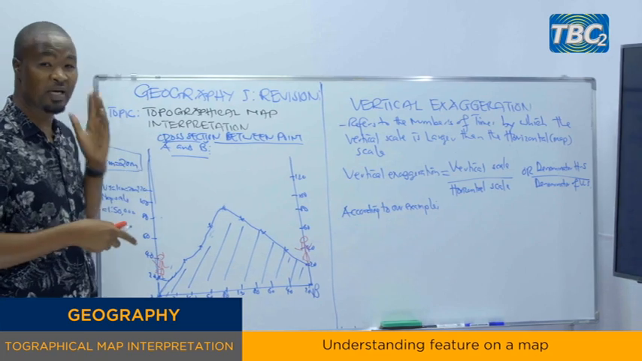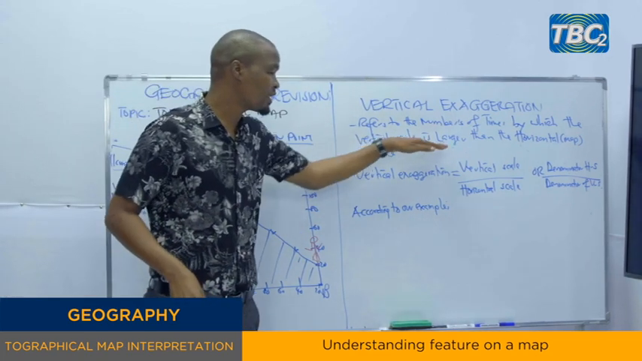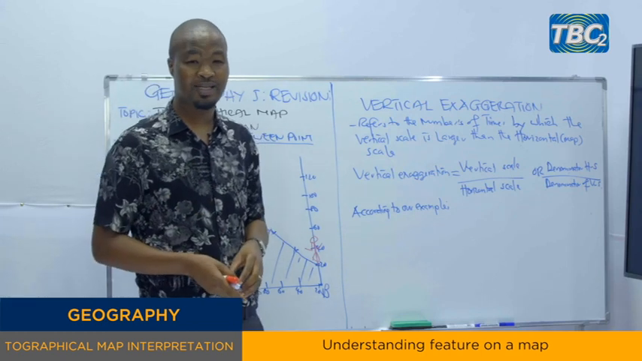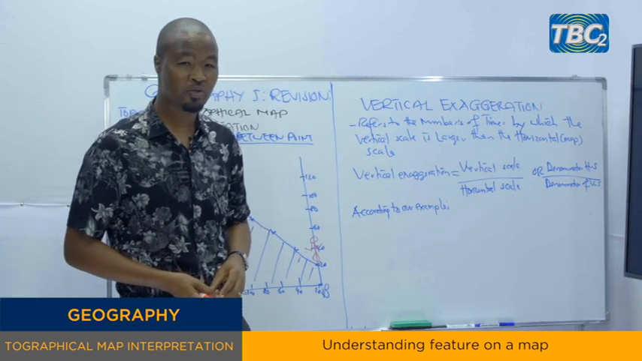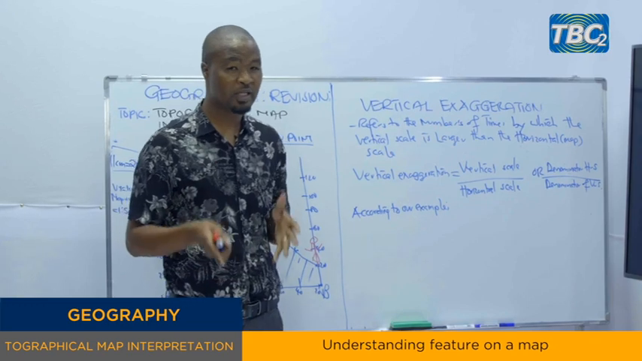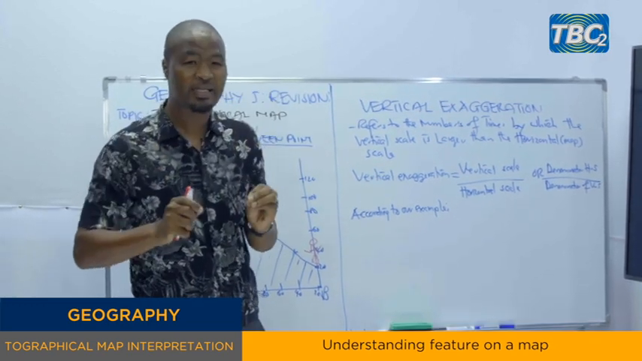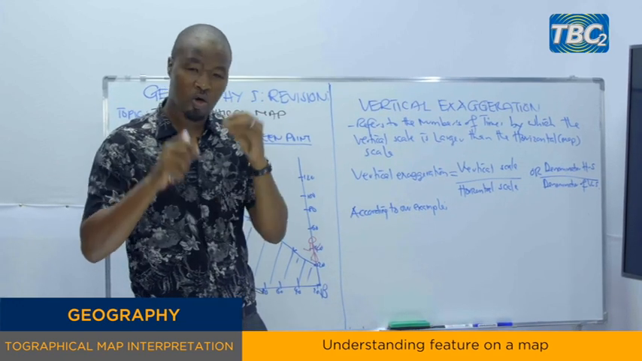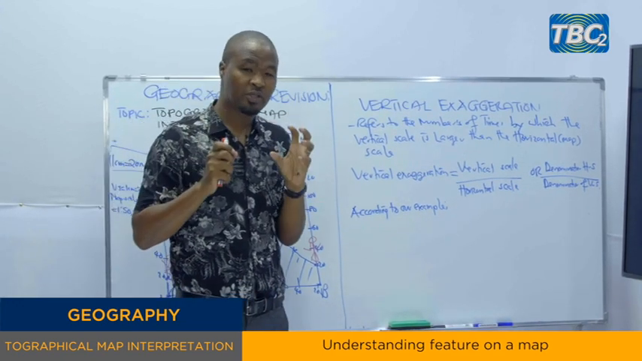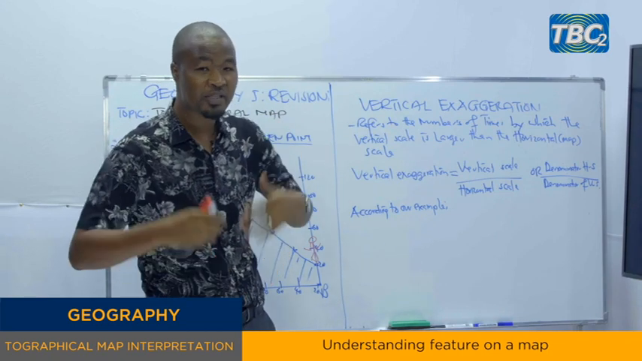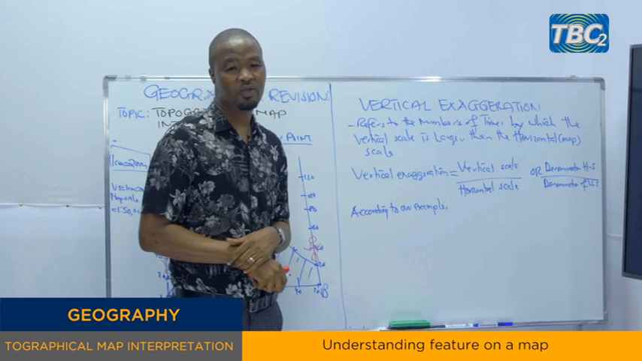Vertical exaggeration refers to the number of times by which the vertical scale is larger than the horizontal scale. It means right now we want to identify or determine how many times the vertical scale is larger than the horizontal scale, you see? Or in other words, we want to determine how many times the horizontal scale is smaller than the vertical scale.